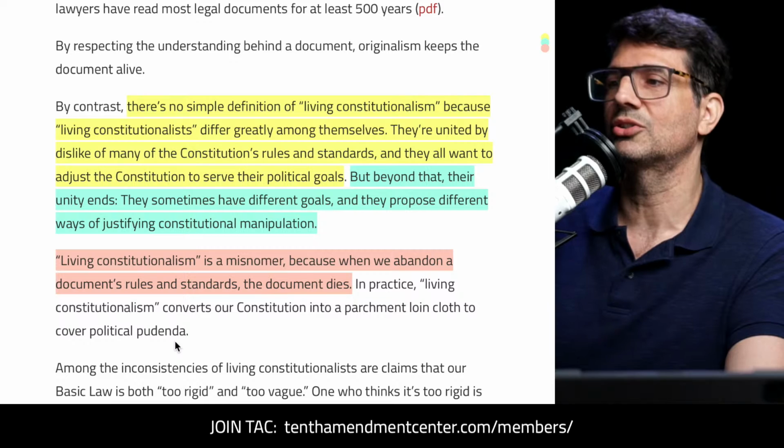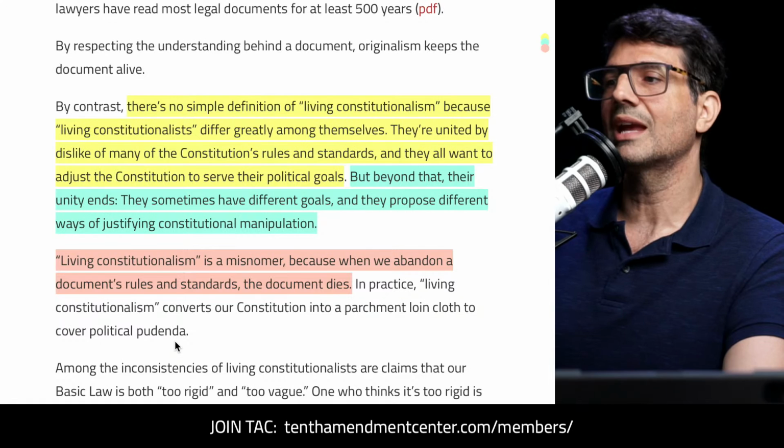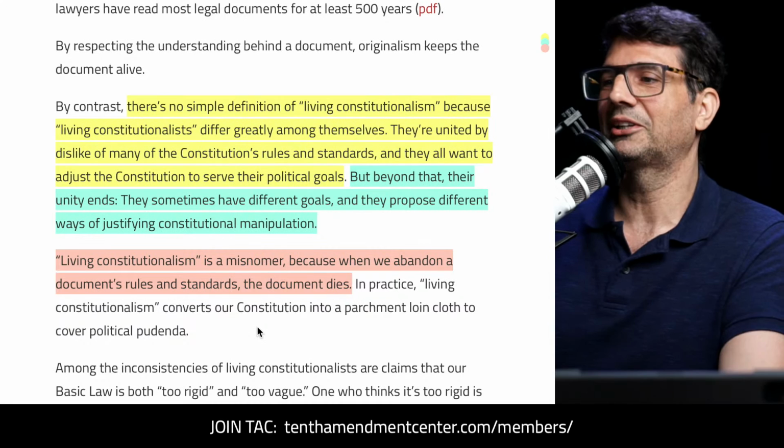He said, "Living constitutionalism is a misnomer because when we abandon a document's rules and standards, the document dies. In practice, living constitutionalism converts our constitution into a parchment loincloth to cover political pudenda."